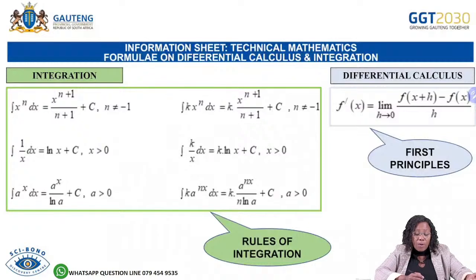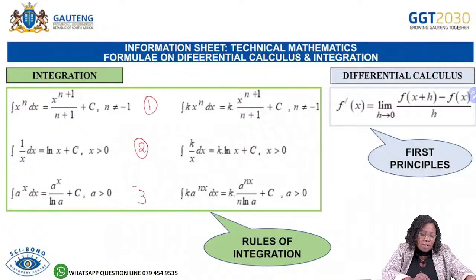set of rules that go with the initial three that we were having, and we will still classify them as rule number 1, rule number 2, and rule number 3. So now, this one is when the coefficient is 1: the integration of 1x to the power n will be x to the power n plus 1, over n plus 1, plus c, where n must not be equal to minus 1.